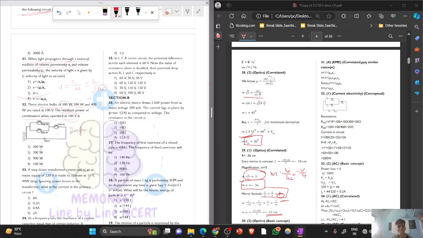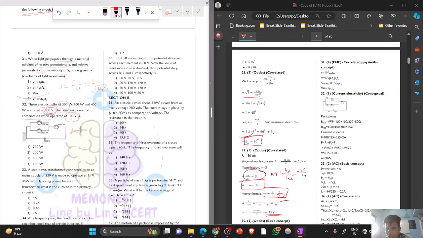Okay, 200 watt and like this. You know the power, and all are 100 watt. I'm just checking whether the voltage is given for each one or not. If you know the power and you know the voltage, you can calculate the R.